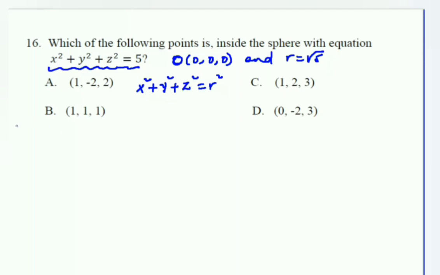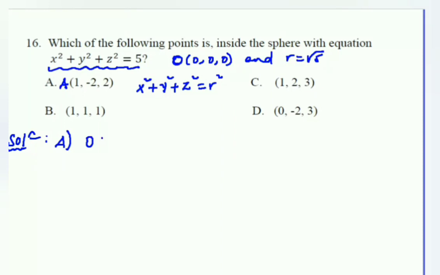So we are going to determine which of these points is inside the sphere. First of all, a point is said to be inside the sphere if the distance from the center to that point is less than the radius. So now we are going to calculate the distance from the center to each of these points. Call this point A.